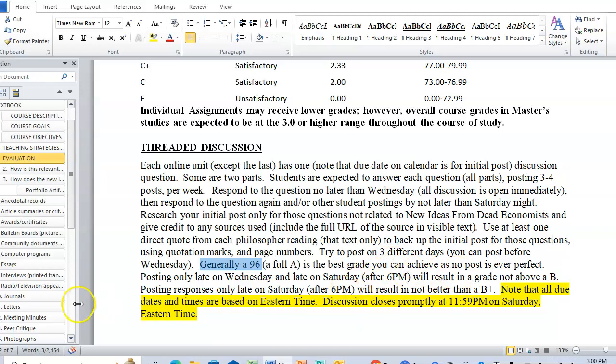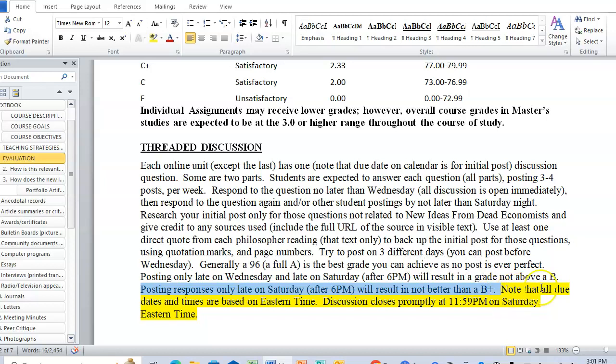If you post only on Wednesday after 6 o'clock and Saturday after 6 o'clock, so only 2 days and only in the last 6 hours to post the original post and the last 6 hours to post follow-ups, you'll receive a grade that will not be in excess of a B. If you post all of your responses to peers only late on Saturday, few of them will read them, and therefore the grade will not be higher than a B+.